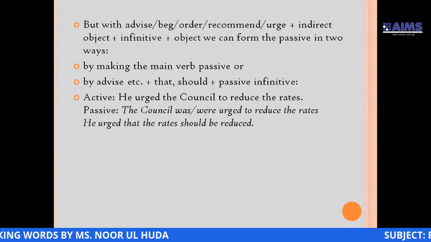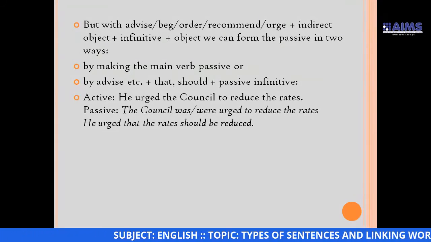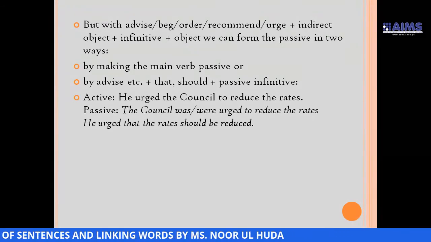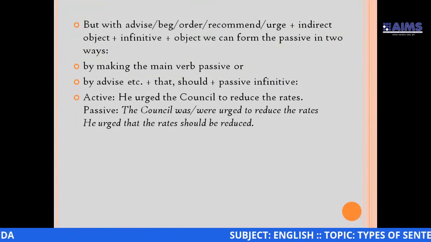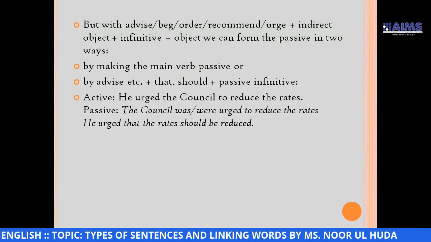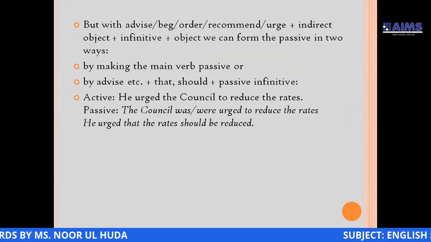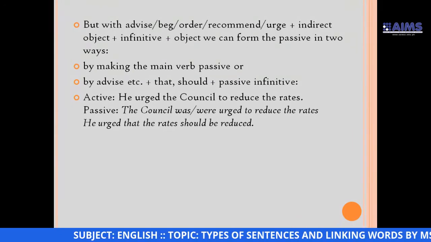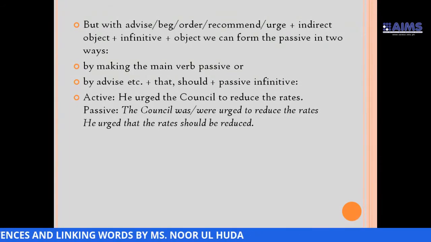If these types of words would be there, the passive structure would be made in two ways. By making the main verb passive, that is, the main verb which has been used, such as urge, recommend, order, back, advice. So we have to change the main verb into passive. And we can also use "by having", like that should be done, that must be done in that way. So we can also use this kind of structure.